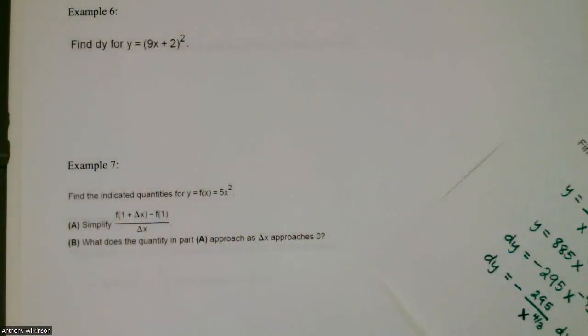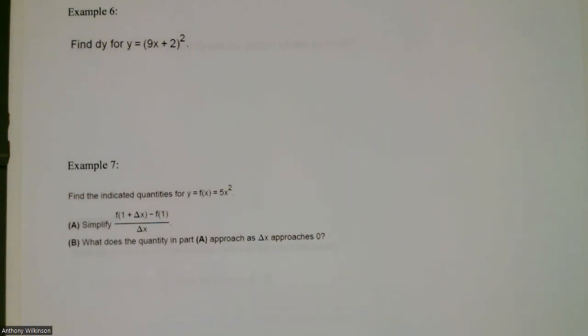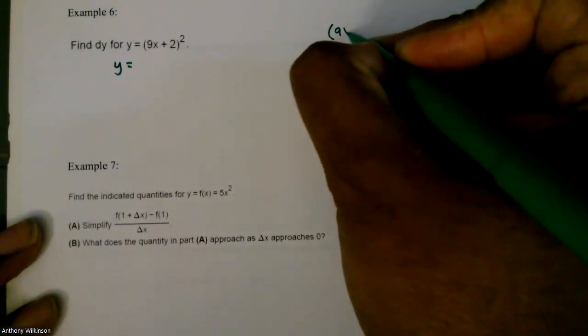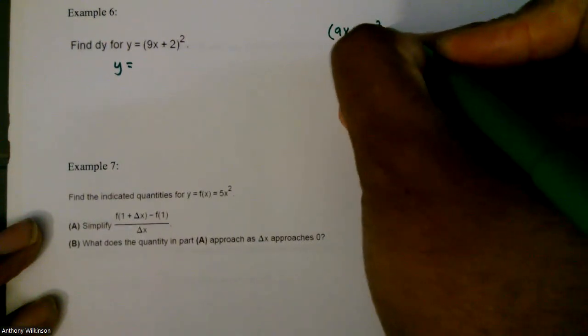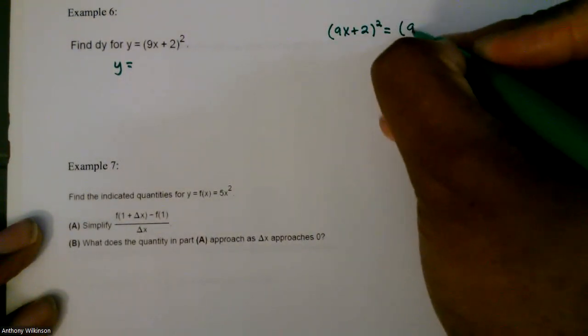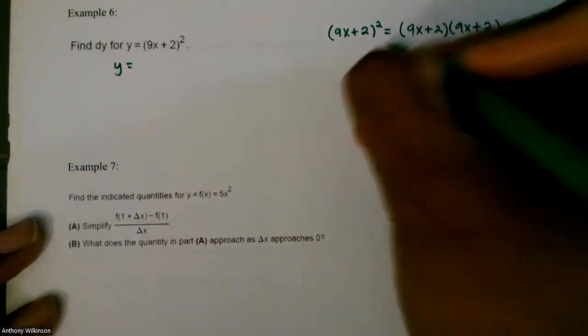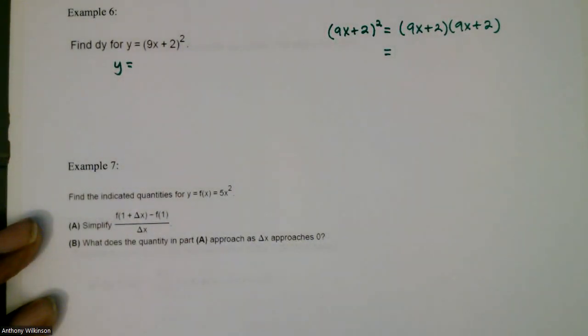All right, on the next page, let's find dy for, in this case here, y is equal to 9x plus 2 quantity squared. In this case here, I need to expand 9x plus 2 quantity squared. So off to the side here, I'll do 9x plus 2 quantity squared. Then 9x plus 2 is used as a factor twice. So I'll write that as 9x plus 2 times 9x plus 2, and then apply the FOIL method.